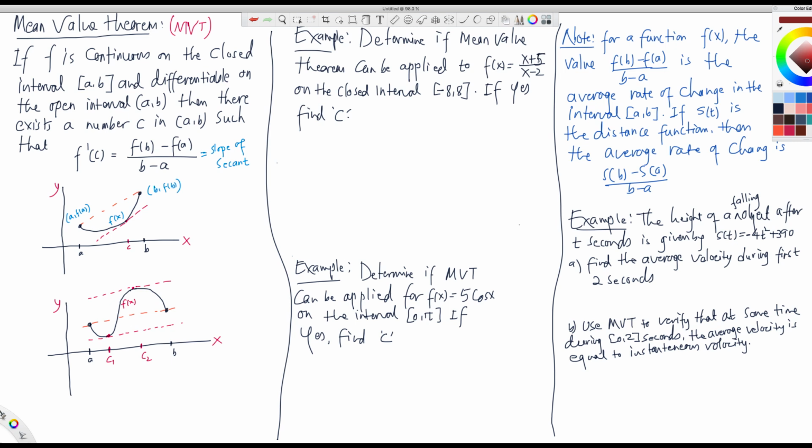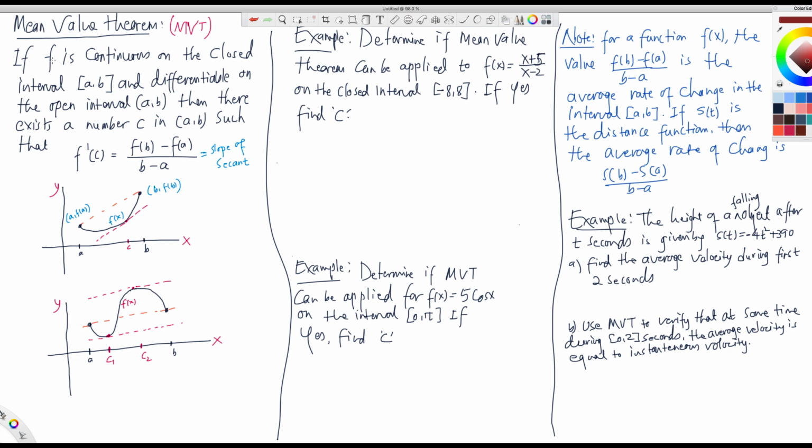In this video, I'm going to talk about the mean value theorem. The mean value theorem is still under section 3.2 of the book. I had the previous video on Rolle's theorem, and this video will talk about the mean value theorem. What does it say?